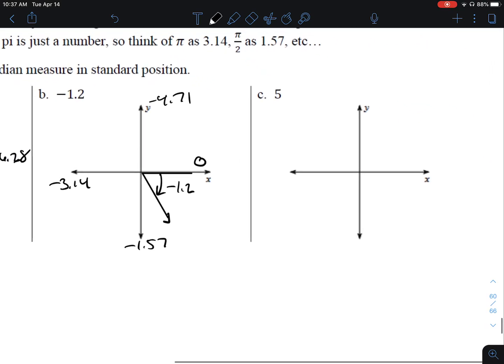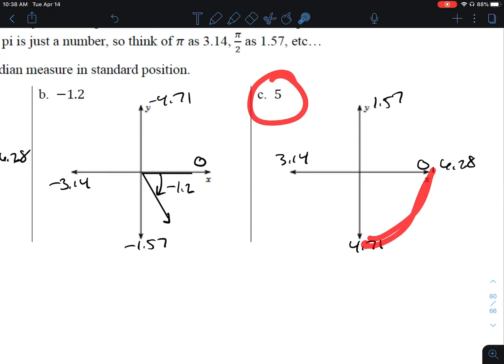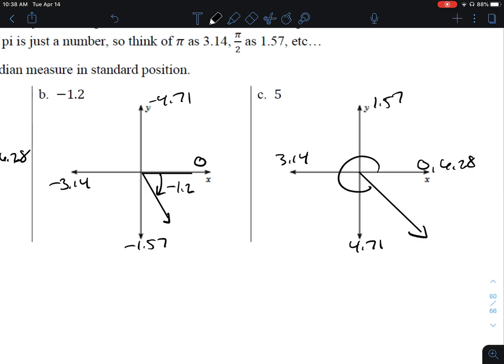Number 5, if we label these in the positive direction, we got 0 radians, 1.57, 3.14, 4.71, 6.28. 5 falls between 4 and 6, so that puts us here in quadrant 4.